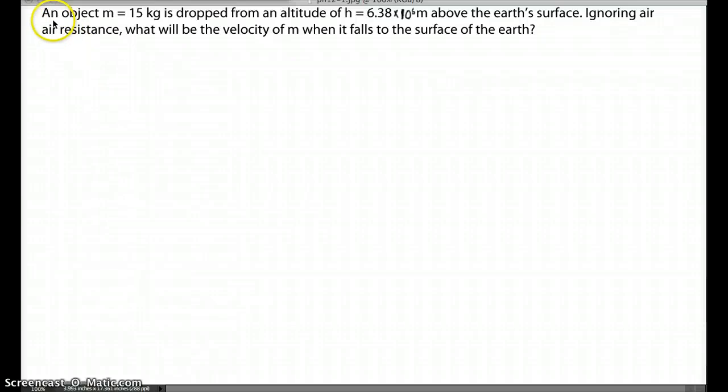This question. An object M, mass equals 15 kg, is dropped from an altitude of h equals 6.38 times 10 to the power of 6 meter above the Earth's surface. The height is actually equal to the Earth's radius. Ignoring air resistance, what will be the velocity of M when it falls to the surface of the Earth?